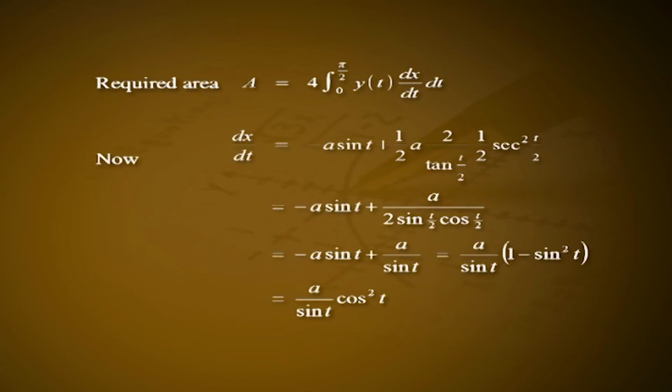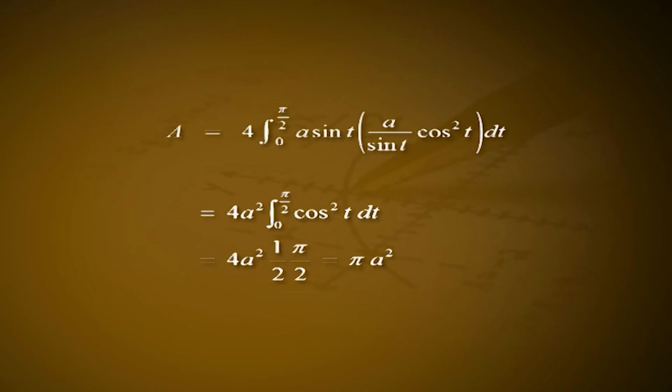Now, dx by dt is equal to minus a sin t plus 1 by 2 a into 2 by tan t by 2 into 1 by 2 sec square t by 2, which is equal to minus a sin t plus a by sin t by 2 cos t by 2, that is equal to minus a sin t plus a by sin t, which is equal to a by sin t into 1 minus sin square t, that is equal to a by sin t into cos square t.